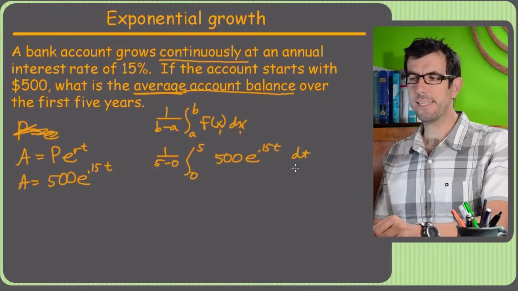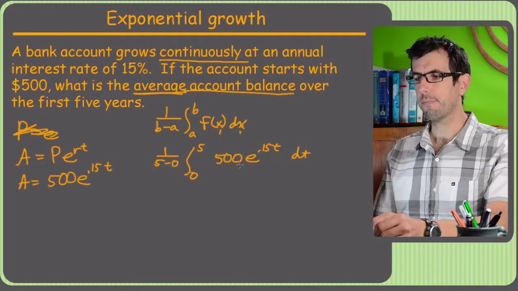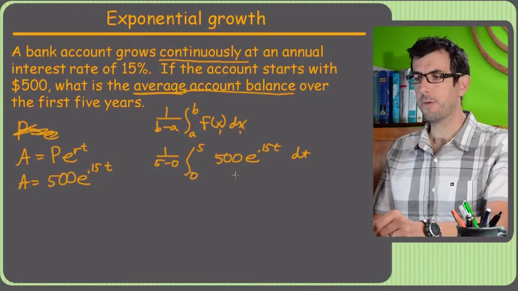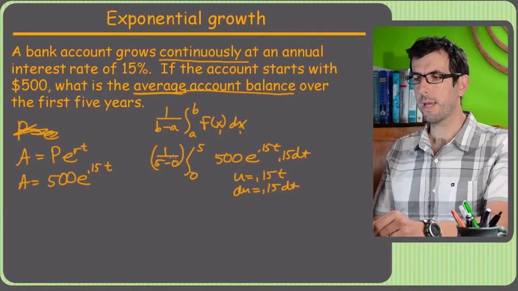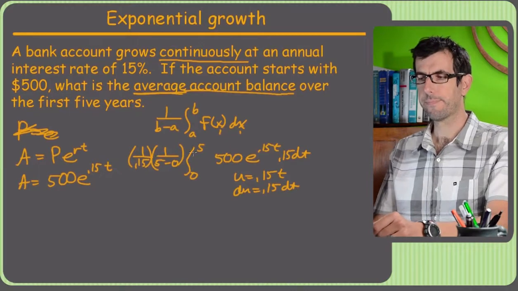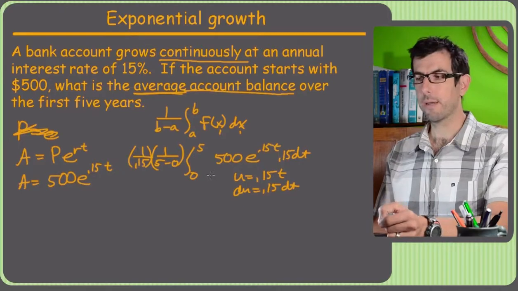All right, so you notice I left myself a little bit of room in here, because I'm going to have to stick some stuff in. So first of all, what is my u? Since we've got an exponential e to the something, my u is just going to be that exponent, which is 0.15t, which means my du is 0.15 dt, and that means I need a 0.15 right here. So right away, I have to divide by 0.15. Looks good. I think we're ready to go.